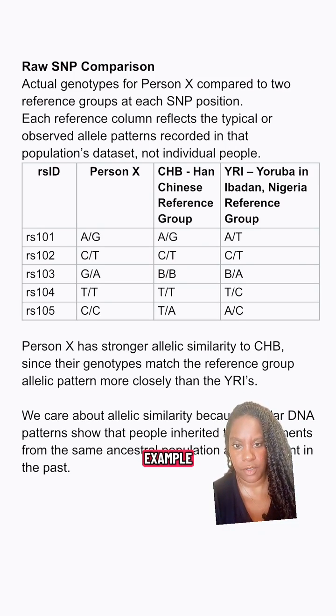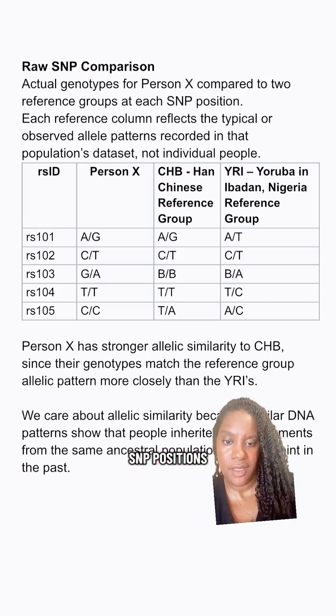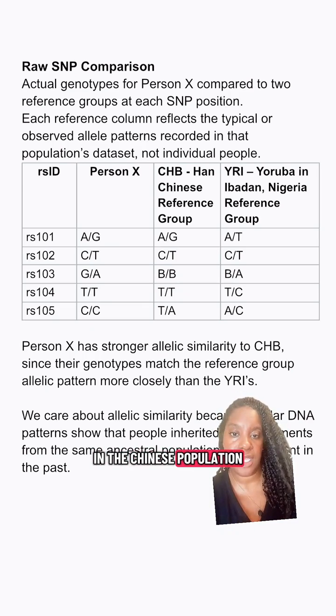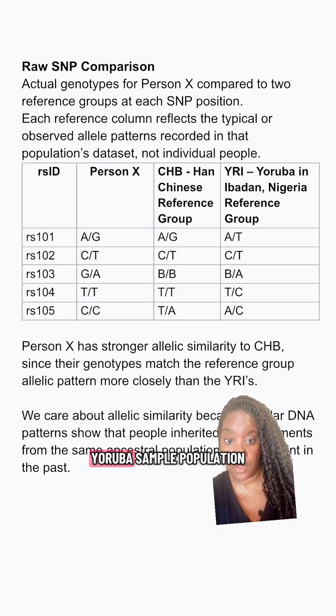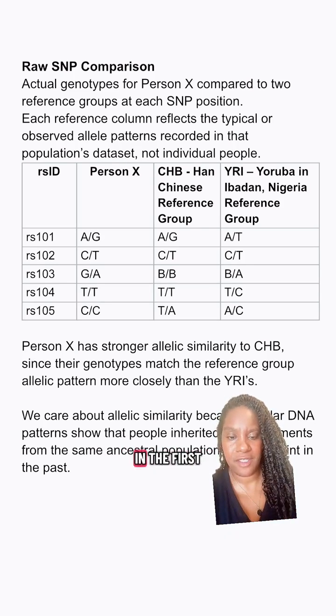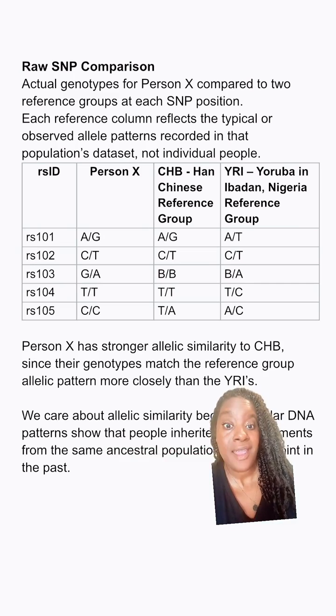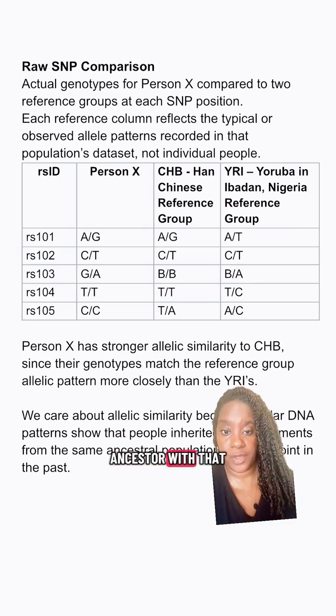In this particular example, if we were just comparing a person's raw DNA to the presence of that genotype in the population, they would more closely match the Chinese group, because at 3 of the different SNP positions, they have exactly the same genotype that is present in the Chinese population. And they only overlap with the Yoruba sample population at 1 position. Why we even care about this in the first place is because the idea is that if you share these SNP positions, or you have an allelic similarity to a reference population, chances are you had a common ancestor with that population at some point.